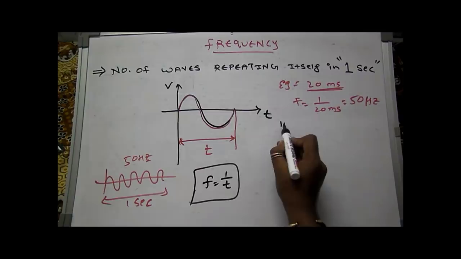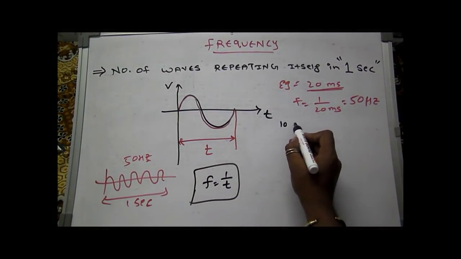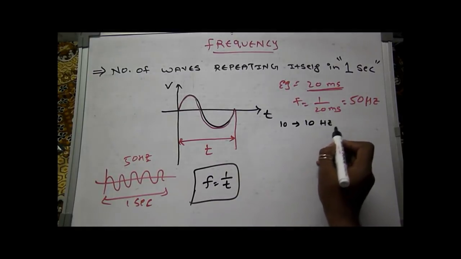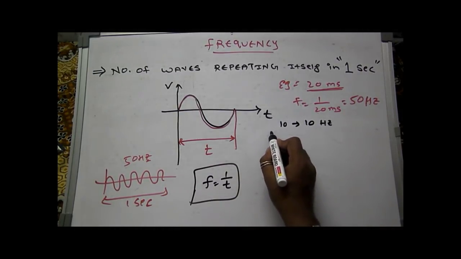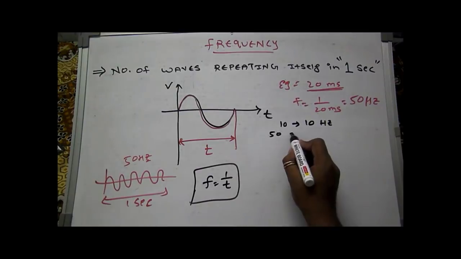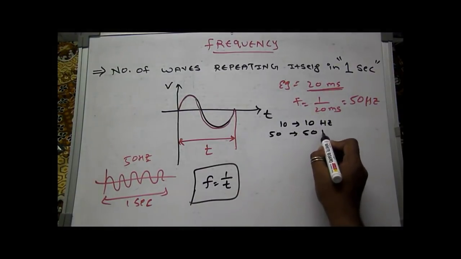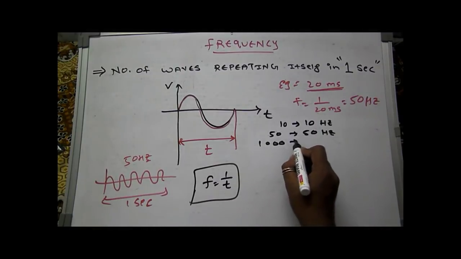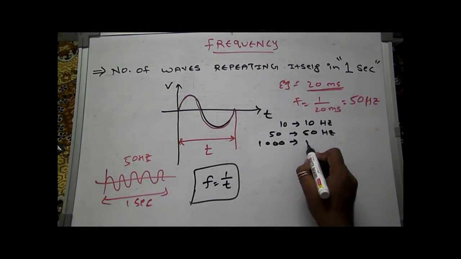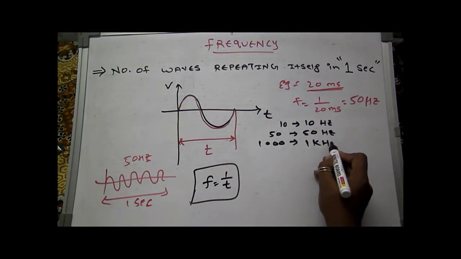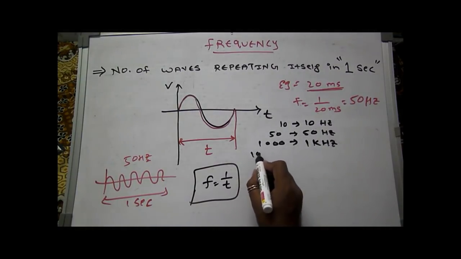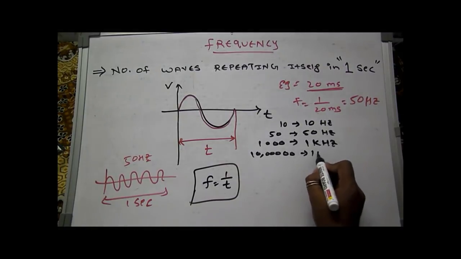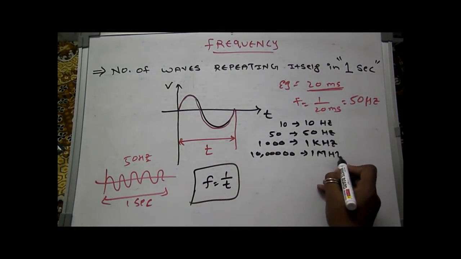Suppose we have 10 waves in 1 second, then it is called a 10 hertz wave, a wave with a frequency of 10 hertz. If there are 50 waves in 1 second, then it is called a 50 hertz wave. If there are 1000 waves in 1 second, then it is called a 1 kilohertz wave. If there are 10 lakh waves in 1 second, then it is called a 1 megahertz wave.